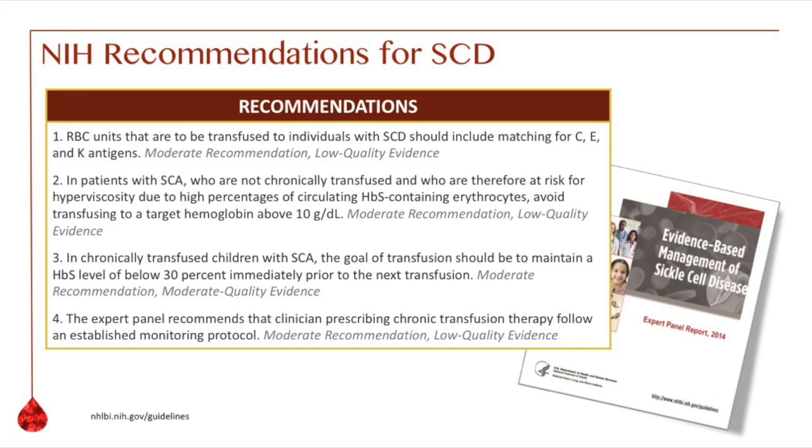Because of the concern for increasing viscosity in patients with sickle cell disease, the target hemoglobin should be no greater than 10 grams per deciliter. The hemoglobin S percentage should be maintained at less than 30%. It is also recommended to include input from sickle cell specialists and to use established monitoring protocol for chronic transfusion.